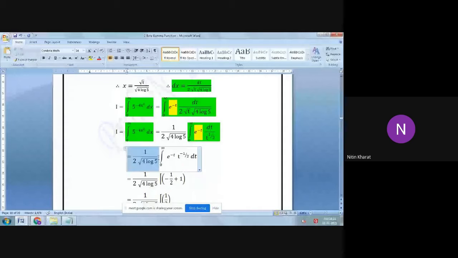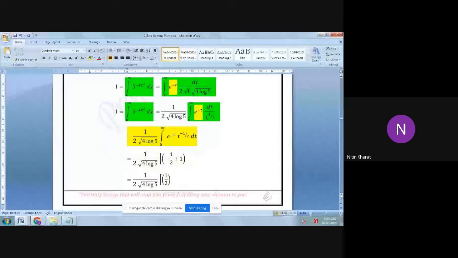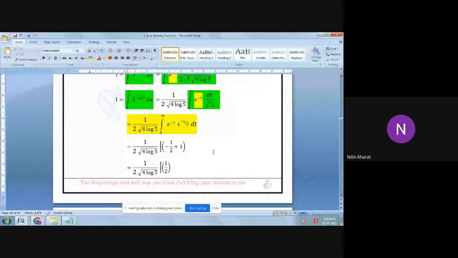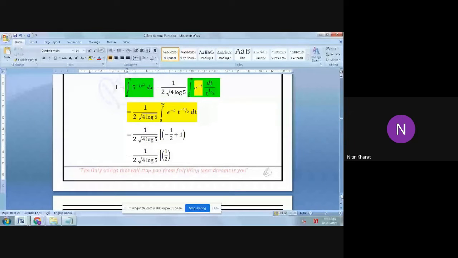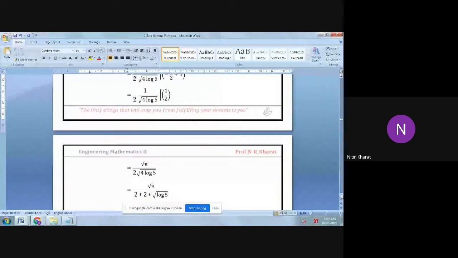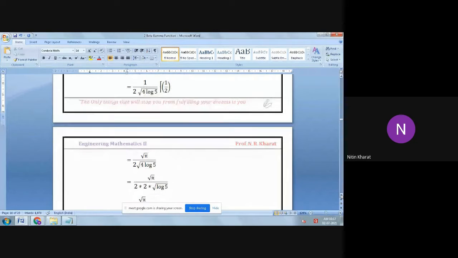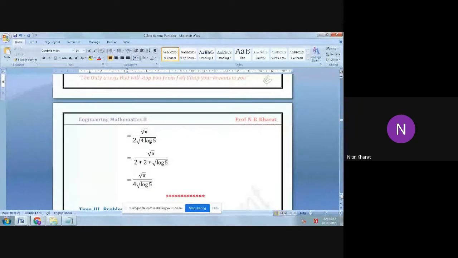According to the definition, the index of t is minus half. We have to add 1 to that, and that is our gamma of that particular term. The remaining terms, the constant, stay as they are, and we have to find the gamma. So gamma of minus 1 by 2 plus 1 becomes gamma of half. And we know that gamma of half is equal to root pi. So we get root pi upon 2 under root 4 times log 5. Again, the square root of 4 is 2. 2 into 2, we get the final solution.